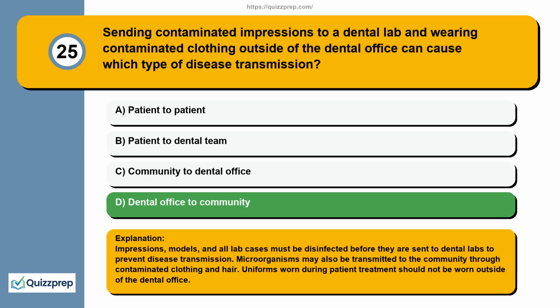Impressions, models, and all lab cases must be disinfected before they are sent to dental labs to prevent disease transmission. Microorganisms may also be transmitted to the community through contaminated clothing and hair. Uniforms worn during patient treatment should not be worn outside of the dental office.